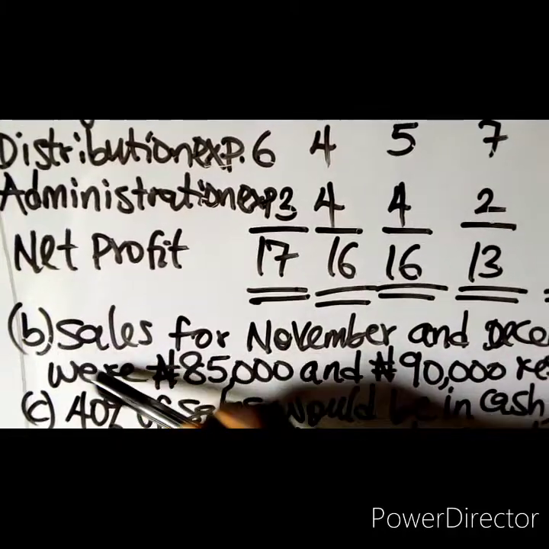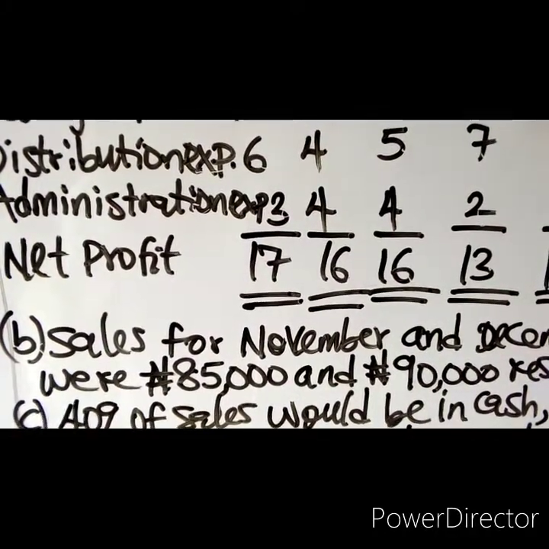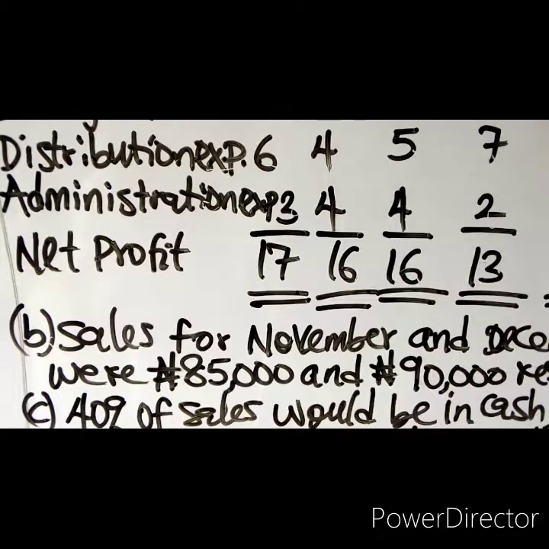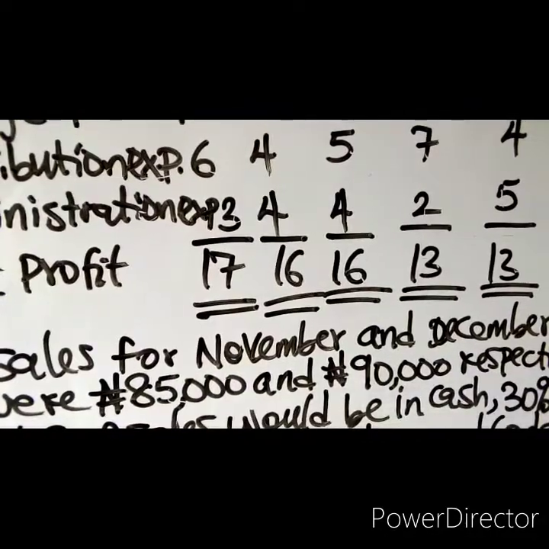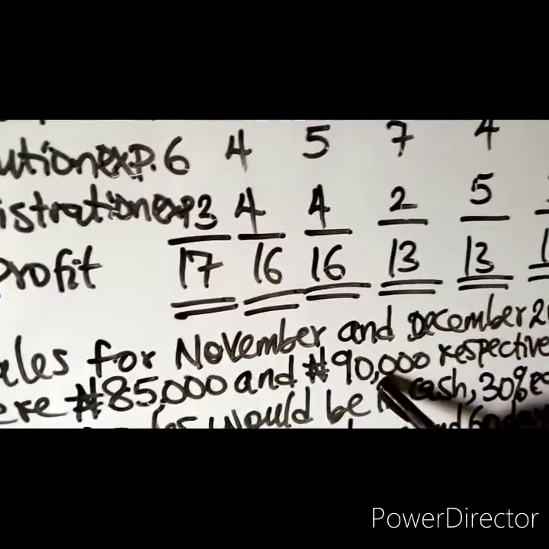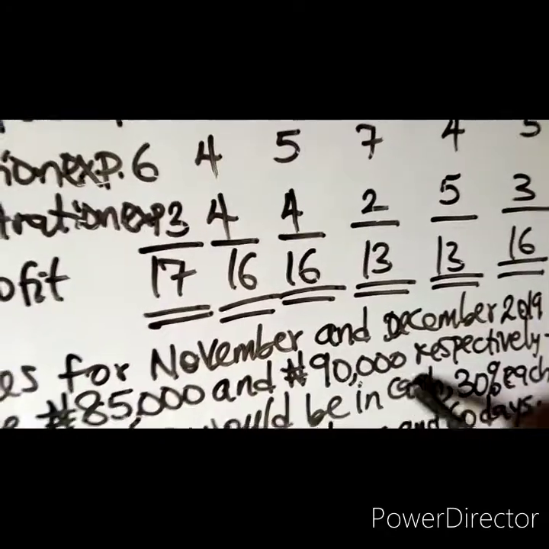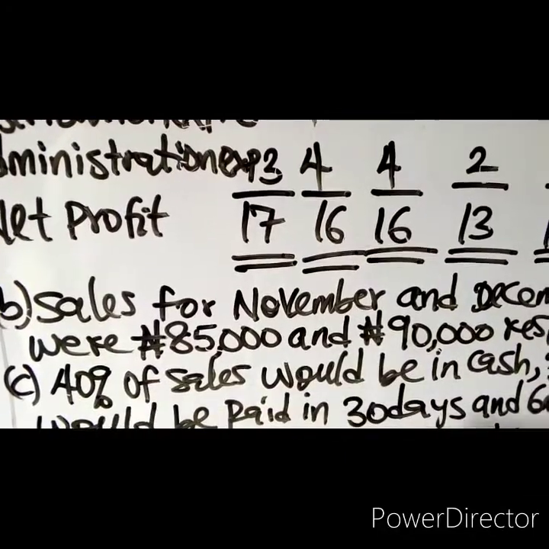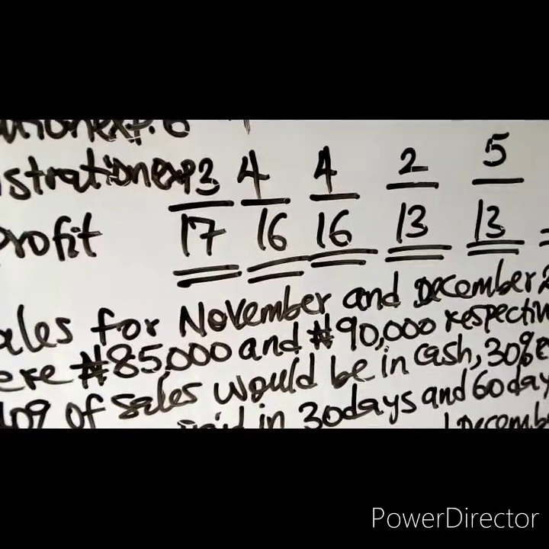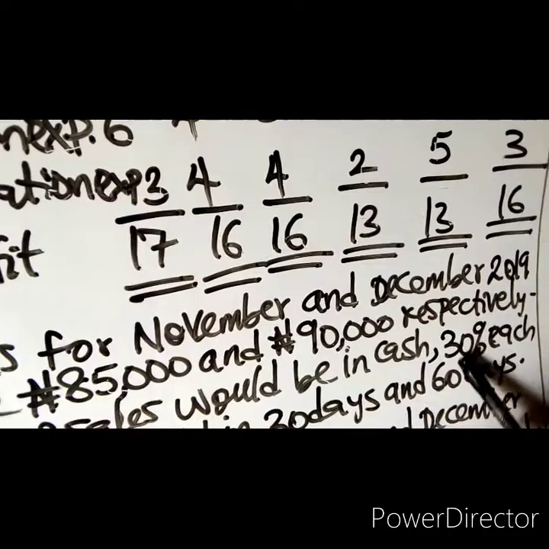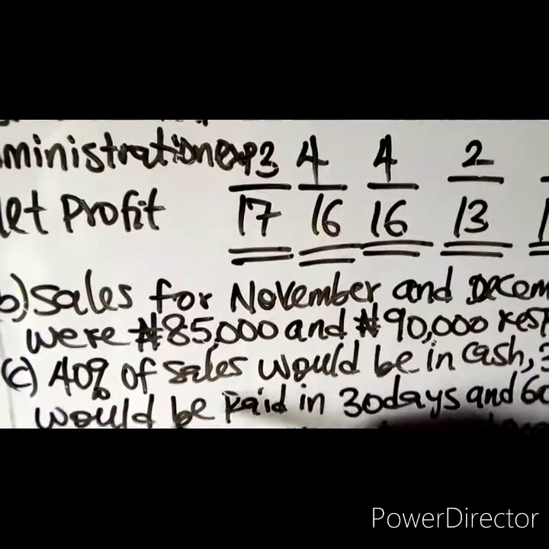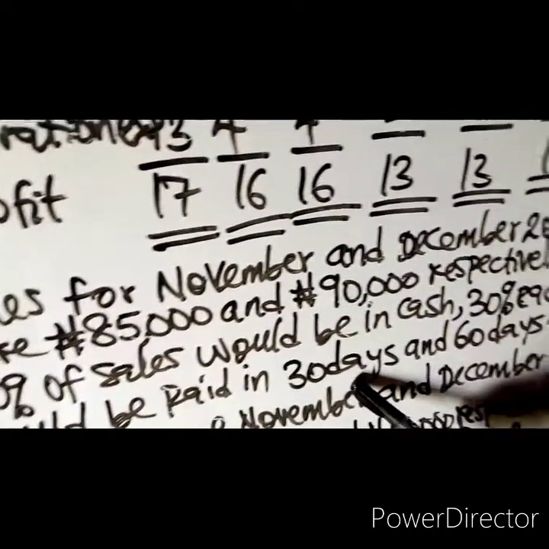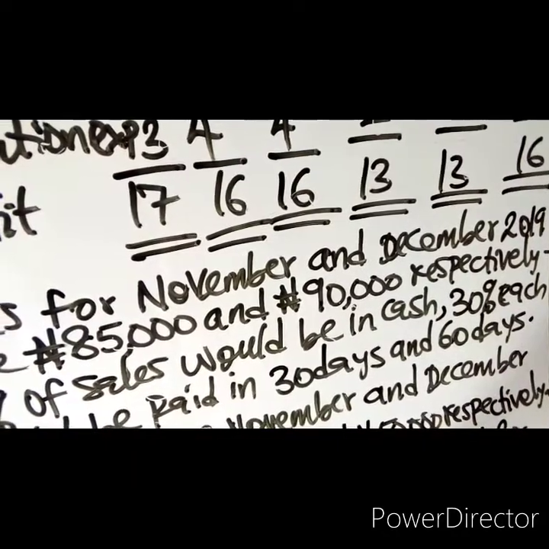B. Sales for November and December 2019 were 85,000 naira and 90,000 naira respectively. C. 40% of sales will be in cash. 30% each will be paid in 30 days and 60 days.